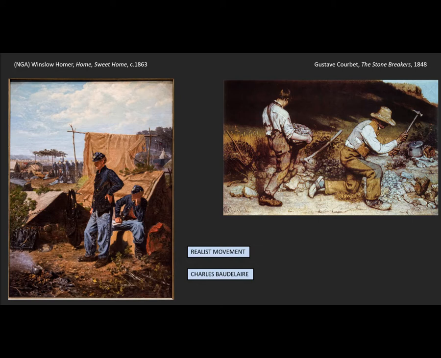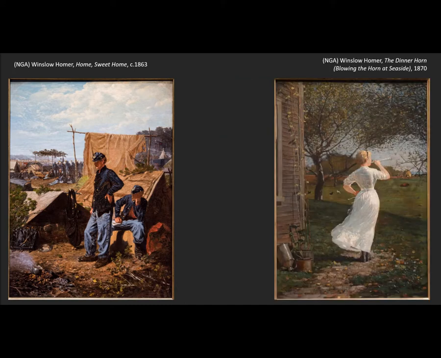So, Home Sweet Home is the very first of these Civil War pictures. We're very lucky at the National Gallery, or maybe not because it's hard to get through all the material. We've got a lot of Homers. Very, very good Winslow Homer collection at the National Gallery, both paintings, but also prints, drawings, watercolors. He's really a very, very, what do I want to say, productive artist.